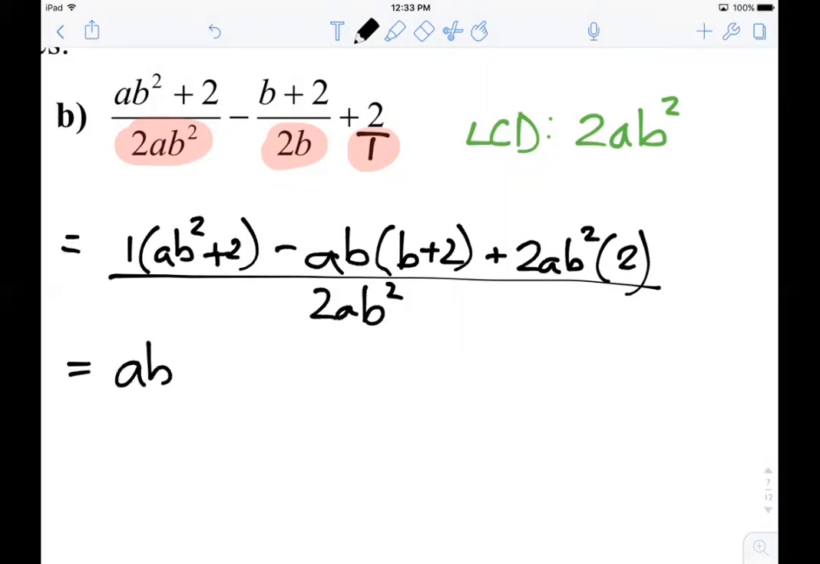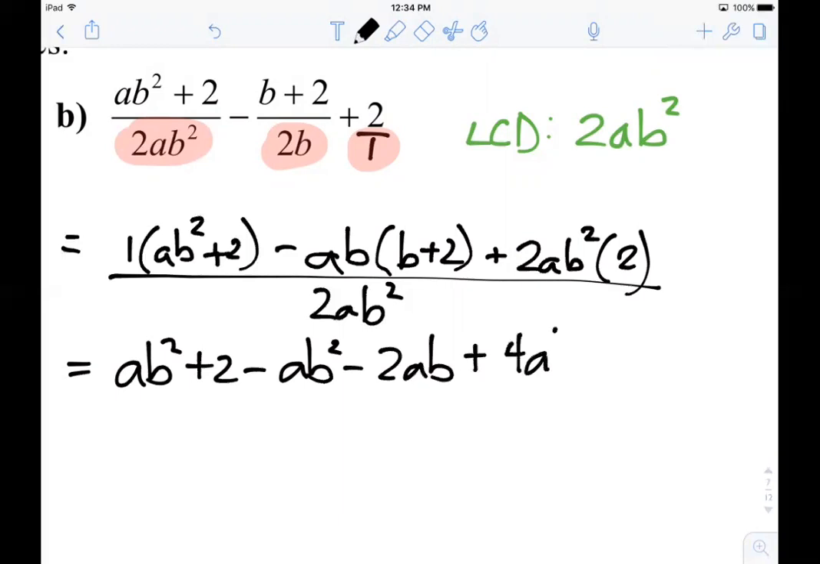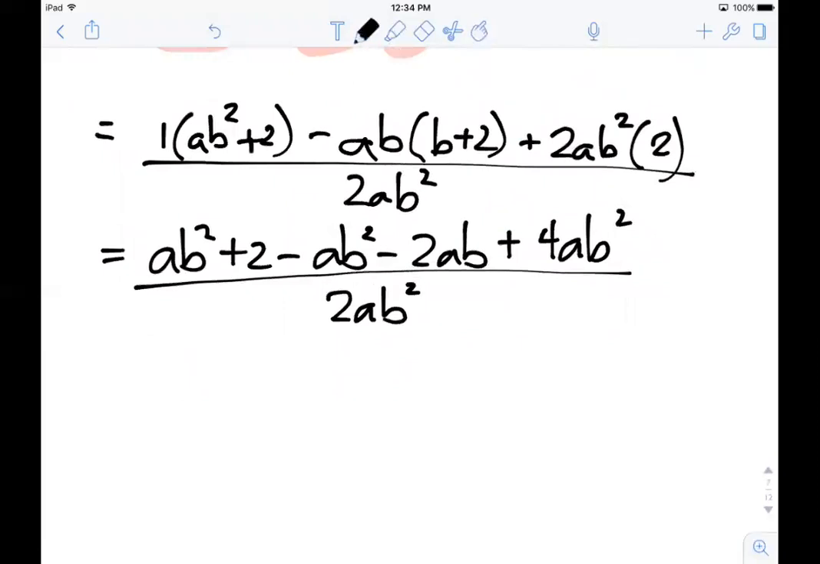So we have ab squared plus 2 minus another ab squared, when I start to expand that, minus 2ab, and then plus 4ab squared. That whole thing still has the same single common denominator. Give myself a little room below. And let's start to simplify. So I'm going to put my ab squareds first. I have 4ab squared. And then I have a minus 2ab. And then I still have a positive 2.